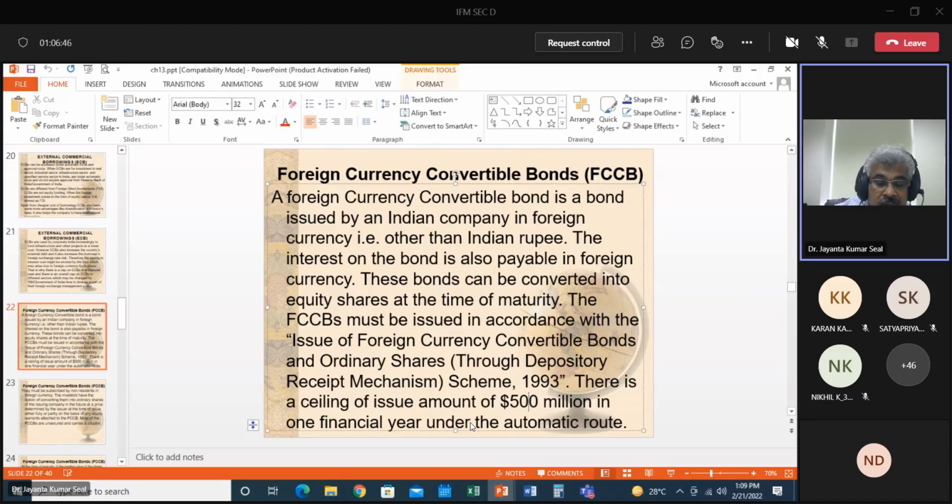This is $750 million in a particular financial year under the automatic route. It looks very good, but it is not actually that good, because in this case, the investors have an option whether they will be converting their bond into equity shares or not. So there are a lot of Indian companies which got into trouble.